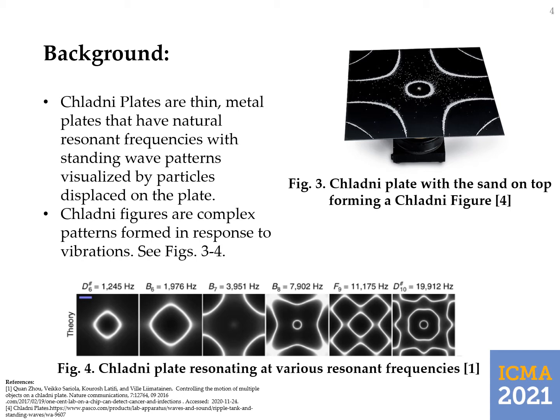The sand will often conform to the nodes, the places of least movement, and move away from the antinodes, the places of most movement. Sometimes the opposite phenomenon happens where the particles move to the antinodes and away from the nodes, which is an interesting phenomenon, but only happens sometimes.